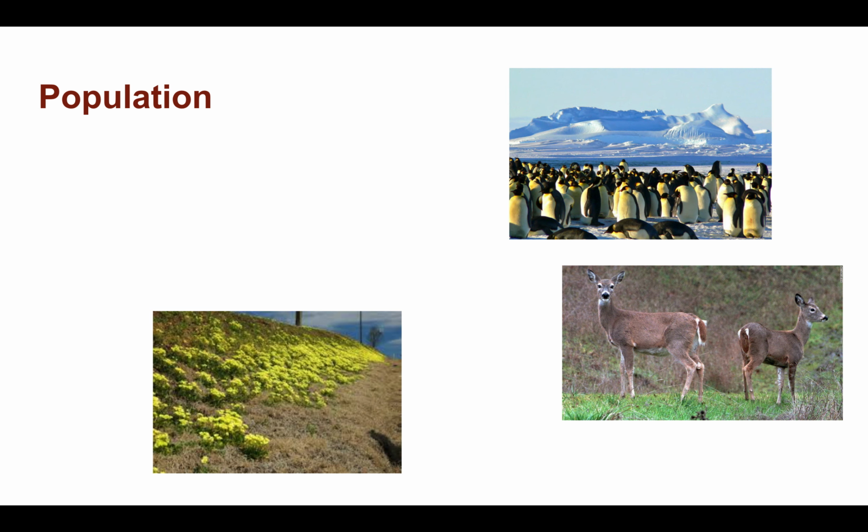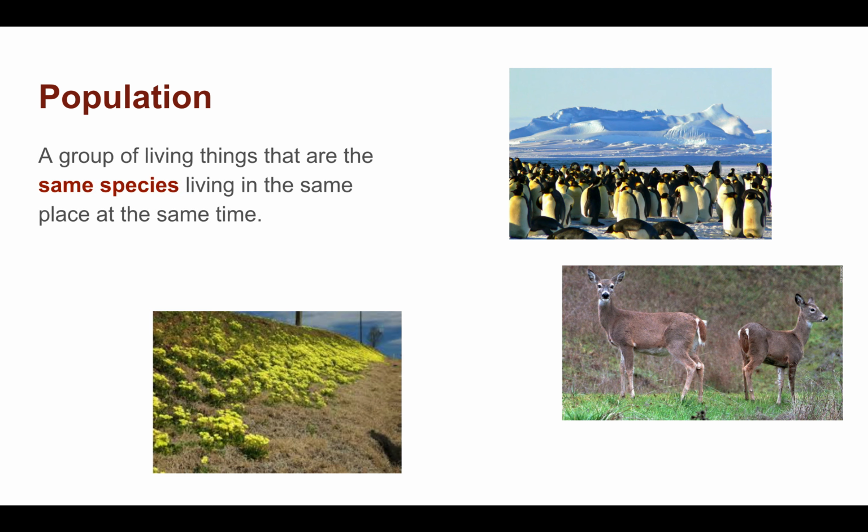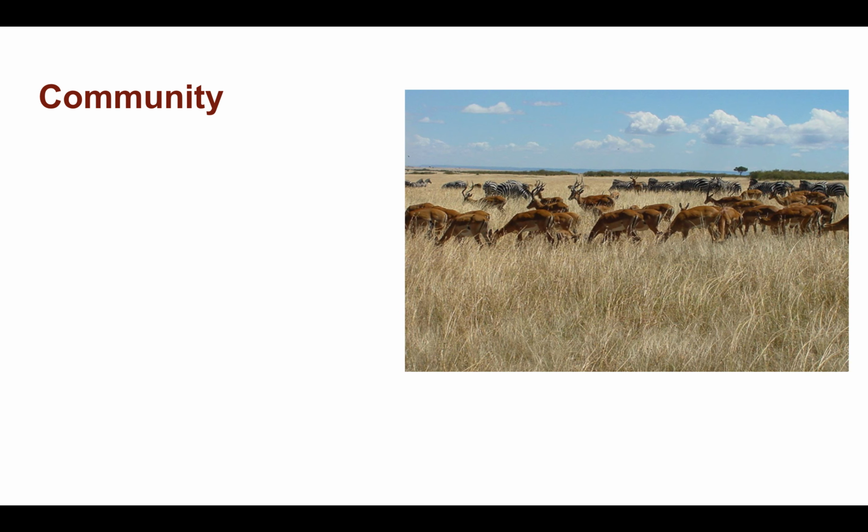So I hope you're thinking, okay, a population, the living things look the same, and our definition is that a group of living things that belong to the same species are called a population. They're living in the place at the same time. So they're in the Arctic or the Antarctic, wherever penguins live, I don't remember. I've got a population of emperor penguins. And there in the grasslands, I have a population of deer, and I've got a population of yellow flowers growing on the side of that hill, belonging to the same species.